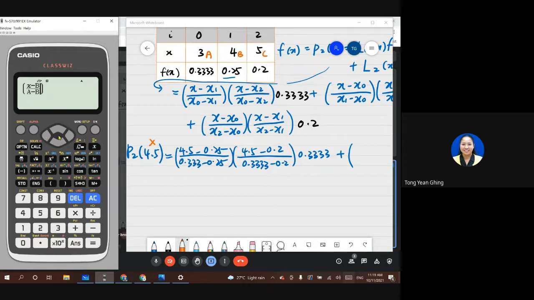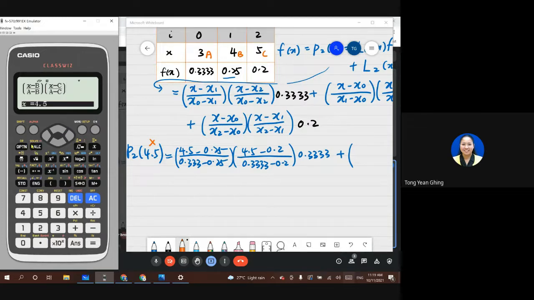And then times with alpha x minus alpha a, no, alpha c, and this is alpha a minus alpha c. And here the top, so this one.